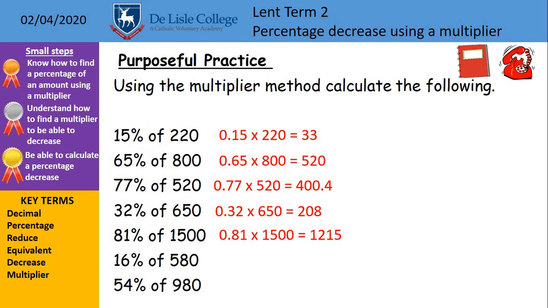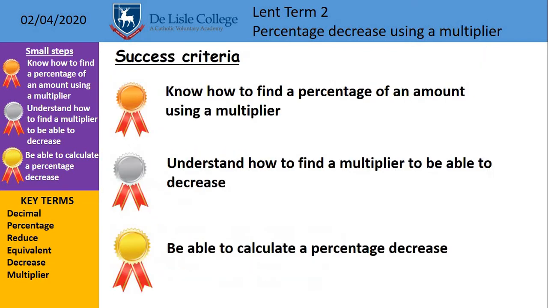Notice all of these questions, all of the answers are less than the original amount. So 16% of 580 is 0.16 multiplied by 580 to give 92.8. And 54% of 980 is 0.54 multiplied by 980, which is 529.2. So hopefully these questions have got us warmed up with the multiplier method.